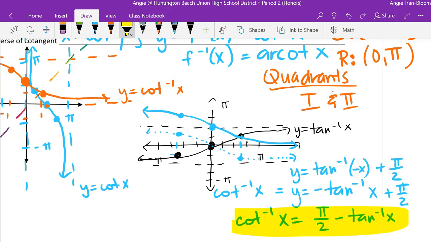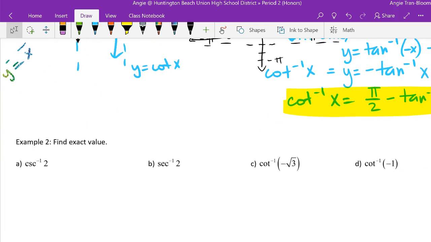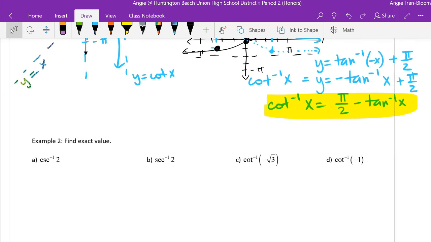Any questions on that at all? Do you see how that turns into it? All right, example, exact value. Calc or non-calc? Non-calc. That means it's all in the brain. 30 degrees. Is that answer correct for A? That's fast. Cosecant inverse of 2, what's the exact answer?